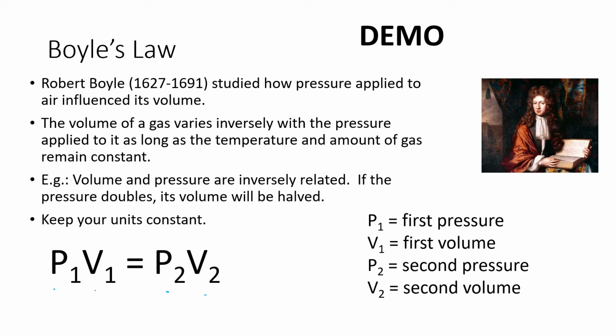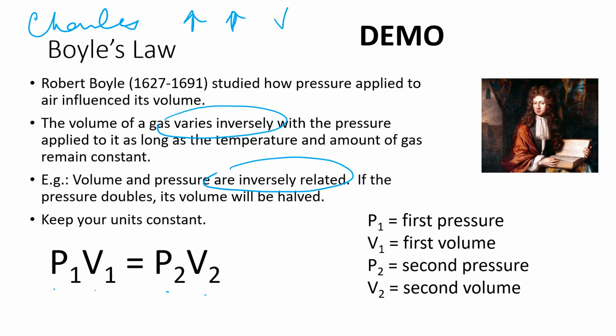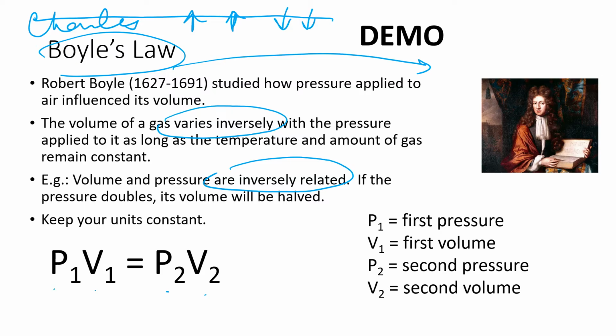Volume of gas and pressure of gas are inversely related. Comparing that to Charles's law, that's directly related. We said that in Charles's law, if they're directly related, one goes up, the other goes up; one goes down, the other goes down. With Boyle's law, if pressure goes up, volume goes down. If volume goes down, pressure goes up, etc.